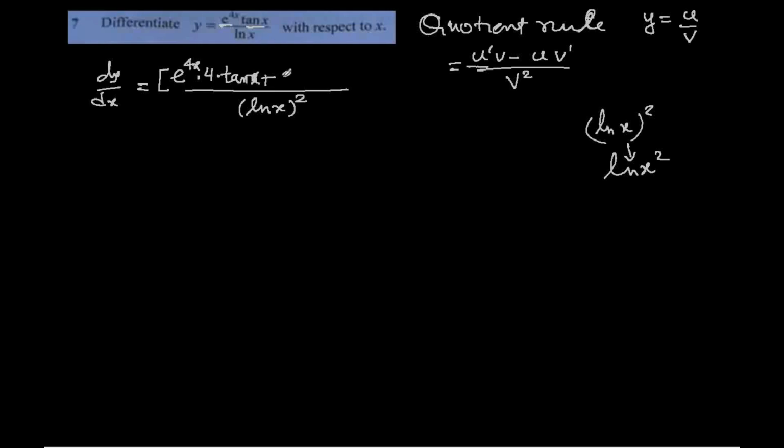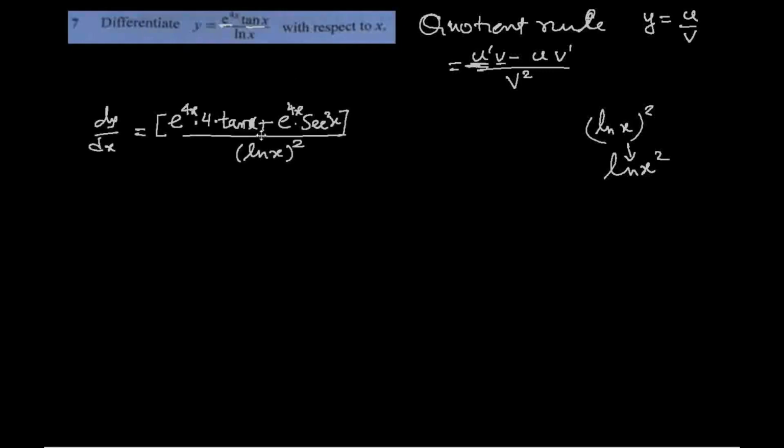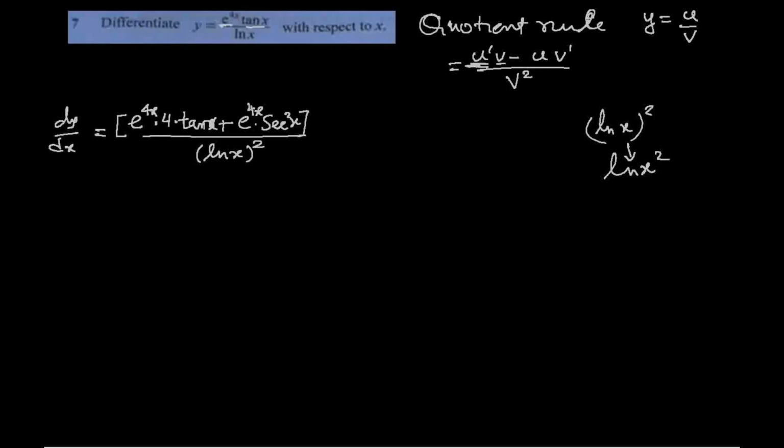Okay, this time I will keep e to the power 4x the same, but I will differentiate tan x, which gives secant square x. So I have done u prime. I have to multiply this with v. Let me move it a little down so that I have some space. So v is the denominator, which is ln x, then minus u. So I have to write u first. So u is the numerator, e to the power 4x tan x.